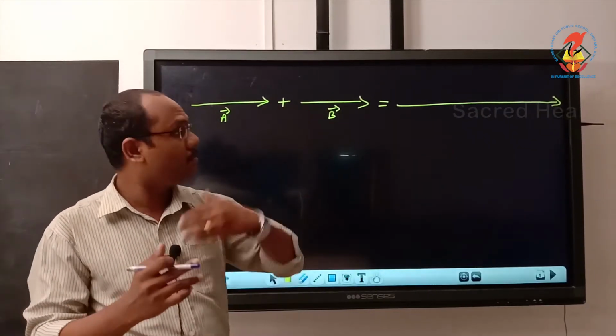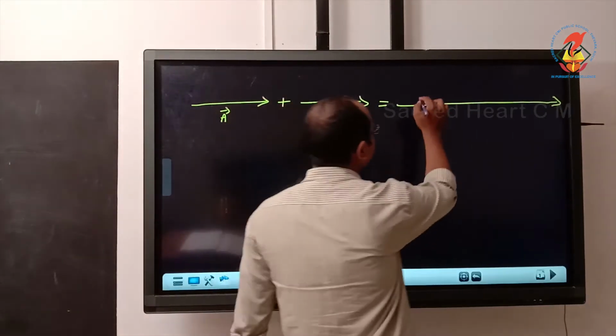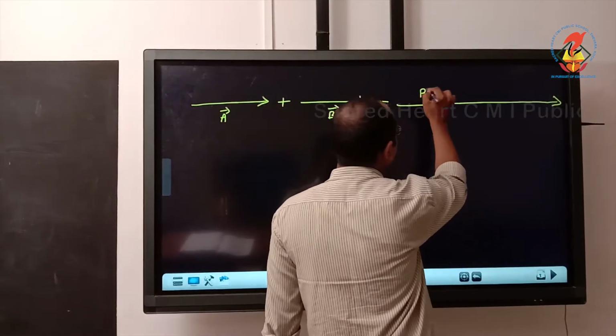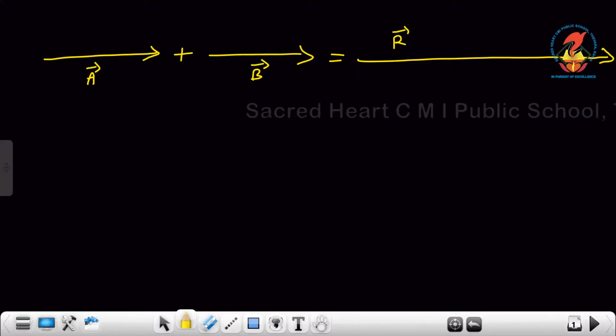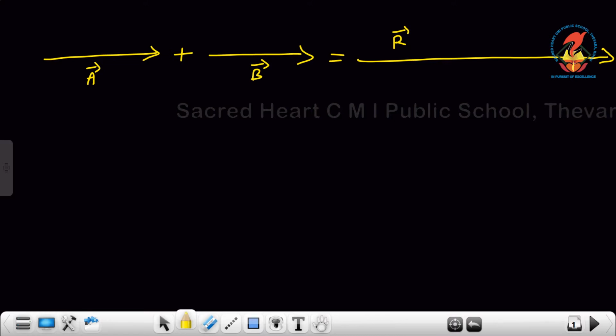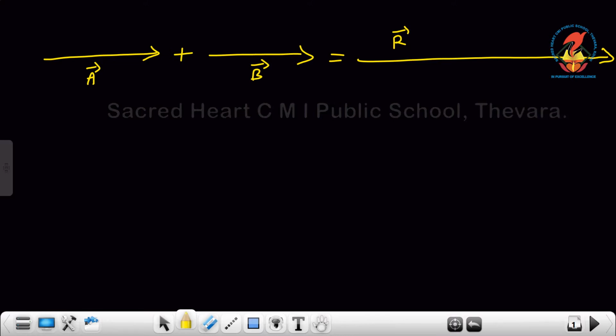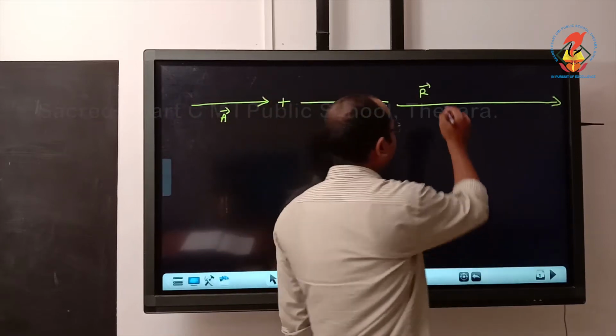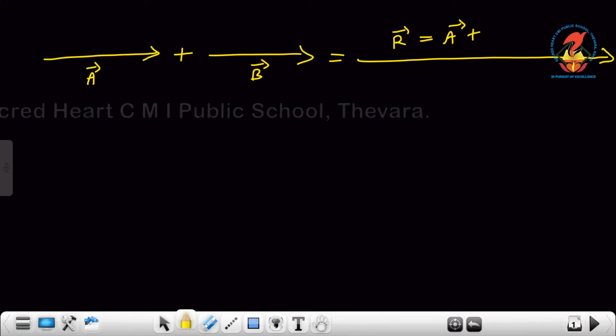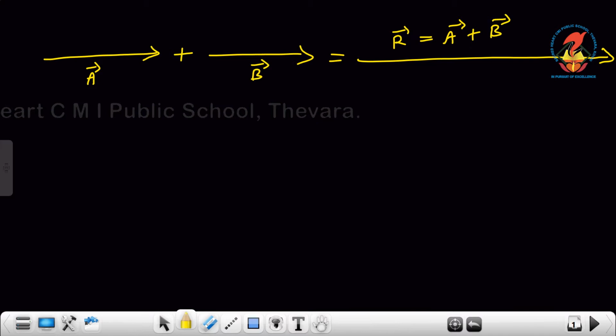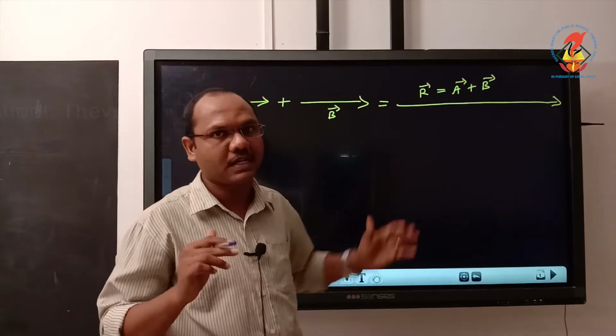So I will be getting a bigger vector, and the sum of the two vectors is called the resultant. I just write vector R. Vector R is equal to vector A plus vector B. So vector R is equal to vector A plus vector B. That is just a representation.